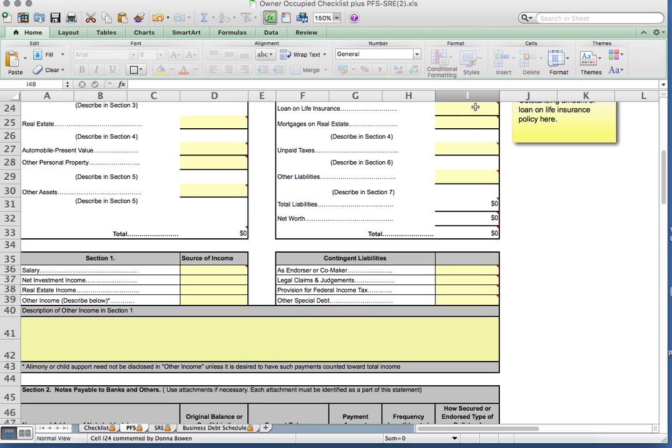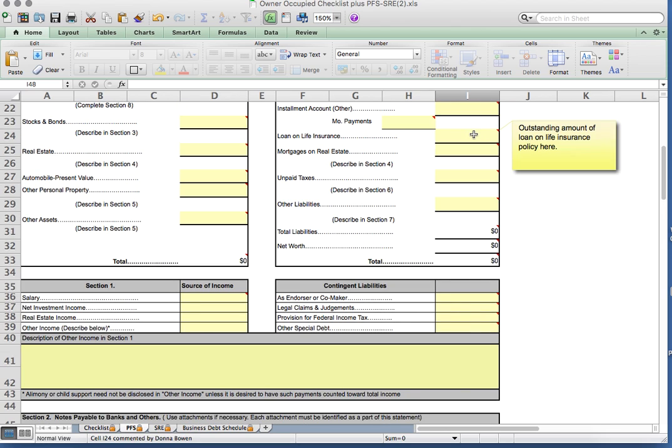Again, loans on life insurance. Typically, these are cash value policies, and so if you have pulled a loan out against that, we want to know what is due back to the life policy. Many times, one can actually borrow against their life insurance policy, so that's something you want to put here.